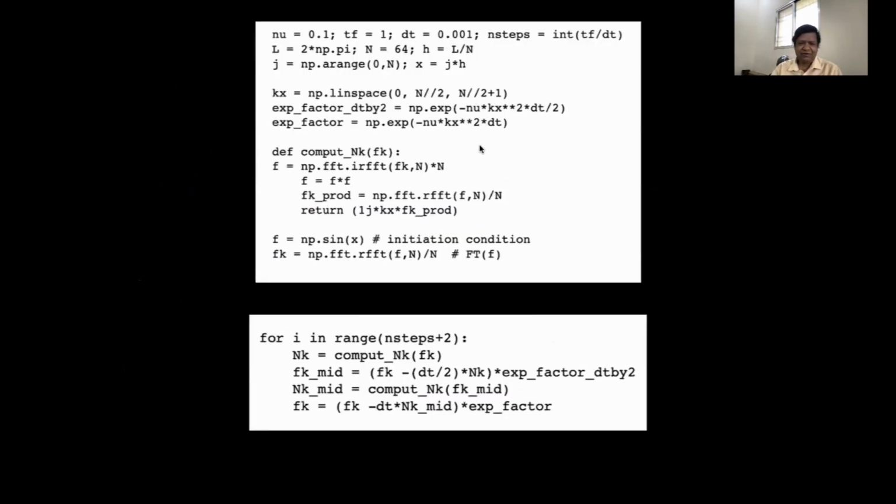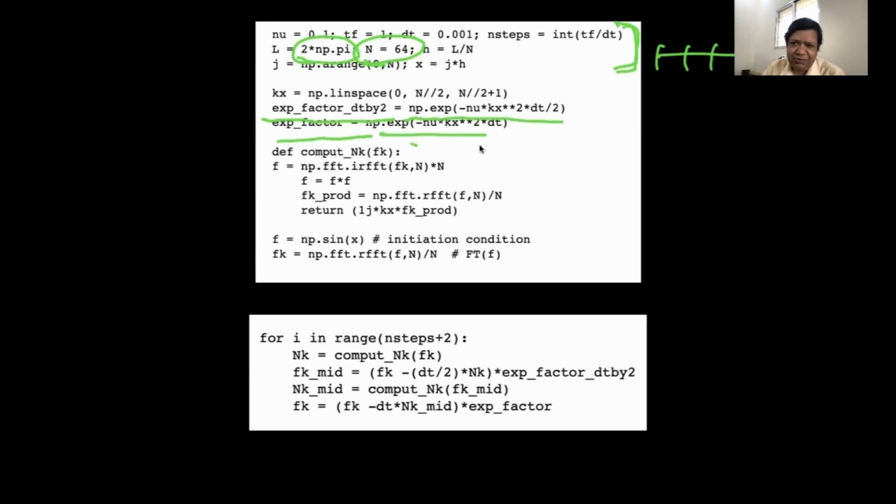The algorithm is pretty simple. In fact, the Python code is pretty simple. This part is basically similar to what we did for diffusion: the set of grid points, there are 64 grid points, my box is 2 pi, and so on. Now we just set these exponential factors. I want to do vectorized multiplication, so I just create these arrays.